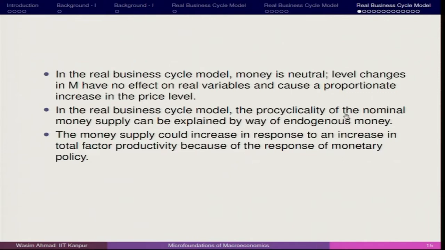In the real business cycle model, the pro-cyclical nature of the money supply can be explained by endogenous money. In the previous session, when we discussed the monetary intertemporal model, we assumed that money supply is exogenous, which means it is not decided within the model but comes from outside. So the economic agents do not decide the shape of monetary policy; it is decided by the central bank, which takes independent decisions. But the real business cycle model did not confirm this idea. Rather, they argued that if the economy consists of individuals, firms and markets, then it is wise to assume that money supply is an endogenous variable.